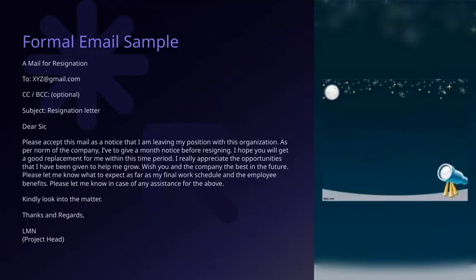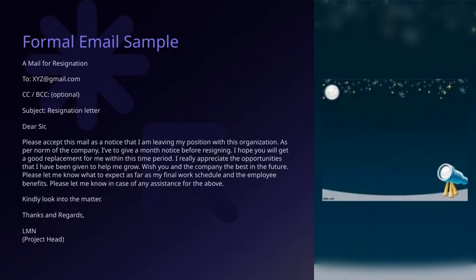Let's take a look at this formal email sample, which is a resignation letter. The email is addressed to a specific recipient, in this case, xyz@gmail.com, and it may include CC or BCC recipients if needed. The subject clearly states it's a resignation letter, so there's no ambiguity about the purpose of this email. In the opening, the sender politely addresses the recipient as "Dear Sir," setting a professional tone. The main message starts with a straightforward statement.